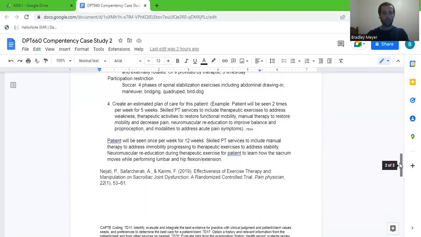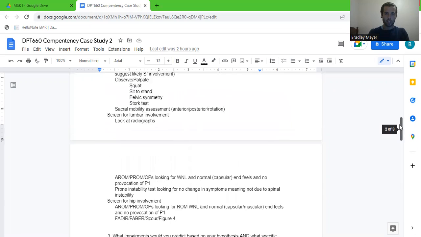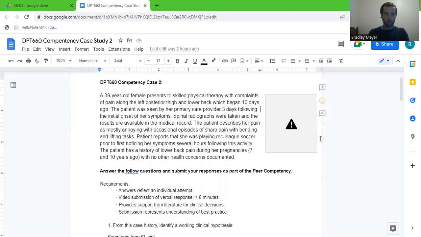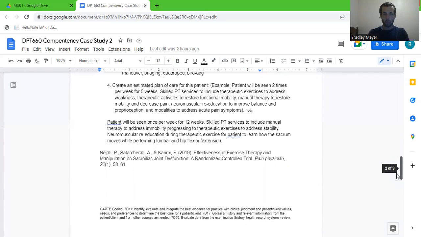So then lastly, plan of care. The patients in this article were seen once a week for 12 weeks, which I think would be appropriate. I don't think this patient would need to be seen as frequently because it doesn't seem like she's very irritable. It doesn't seem like her symptoms are limiting her ability to carry out activities of daily living. It just seems more annoying. So I think a lower frequency, once per week, would be fine. If she was more irritable, maybe bumping that up to 2 to 3 times per week for 6 weeks.